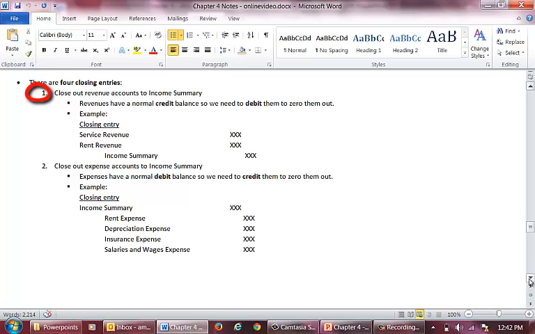A revenue account has a normal credit balance, so we must debit it to zero it out. As an example, if we had service revenue and rent revenue, we would debit these accounts to zero them out and credit income summary for the total.